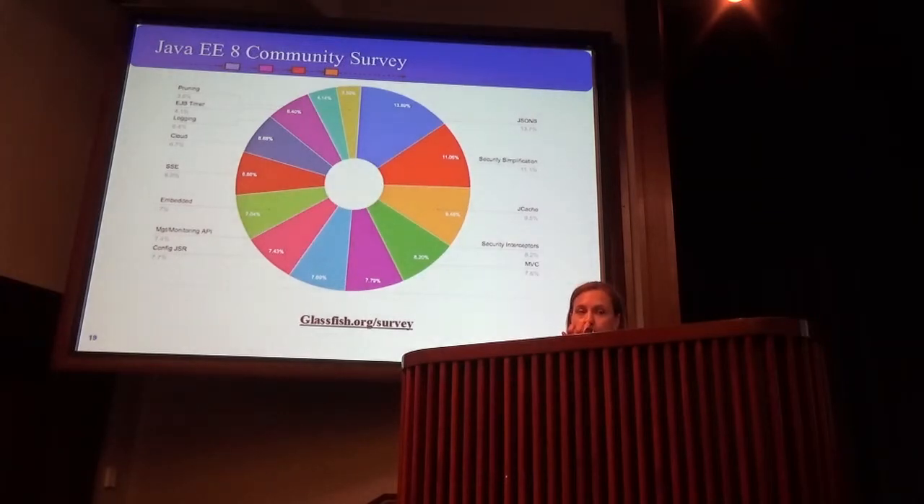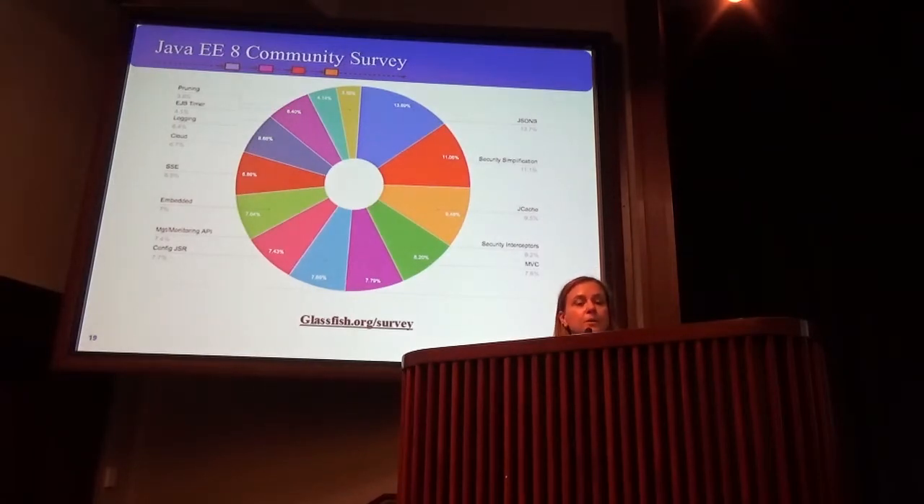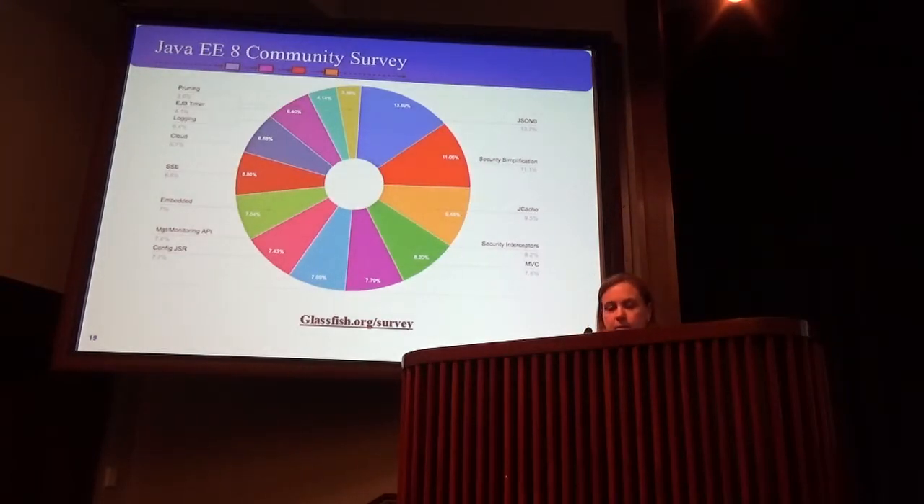So I'll start talking a little bit now about some of the new technologies that are coming and some of the JSRs that you could get involved in. I know the team that's working on Java EE wanted to get feedback from the community really early on, so they decided, as part of Adopt-a-JSR, to do a community survey early on to inform the decisions that they made about which JSRs they would file.